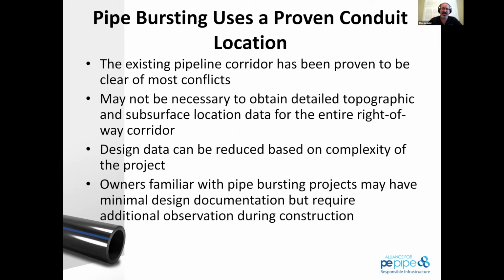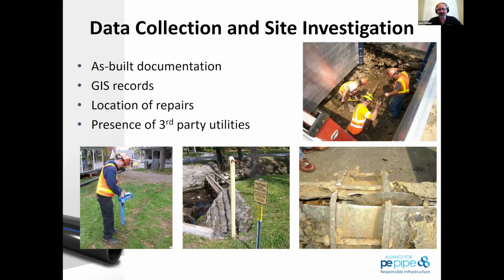But I also understand from a contractual element that I require a bursting plan from the contractor in order to prove that they understand what the job requires, and then continue to go from there. So there are some savings when you become more and more familiar with pipe bursting, in order to streamline your bid documents to make it quicker to go through. So we're looking at as-built documentation, GIS records, location of repairs, presence of third-party utilities, and especially sensitive utilities.